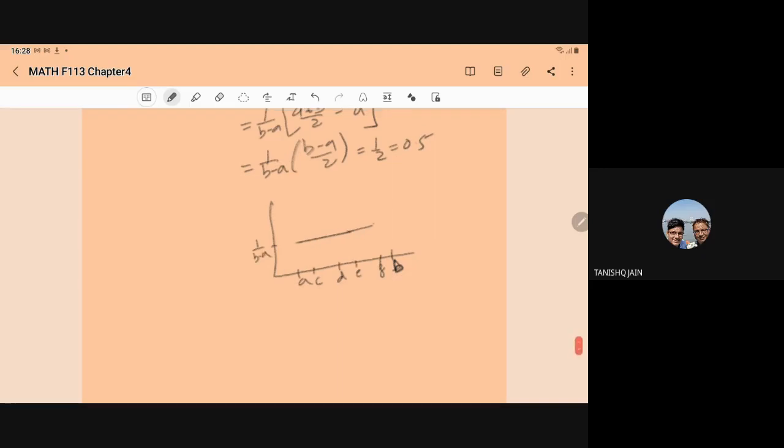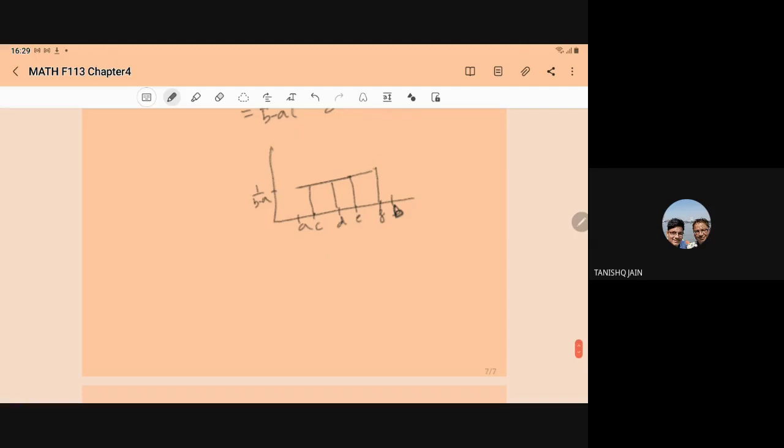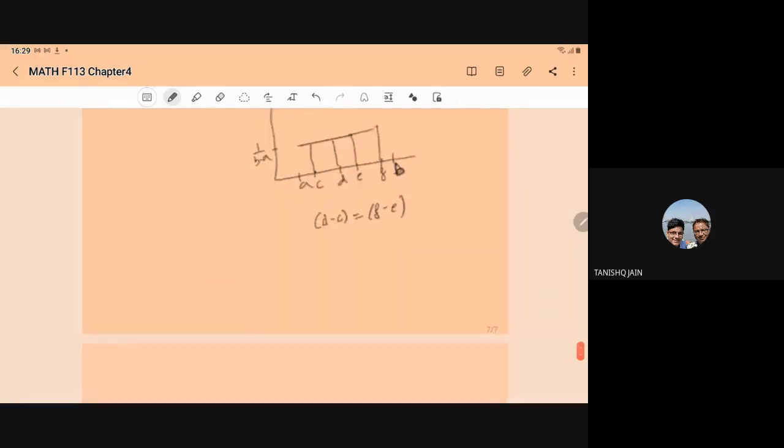Now they are saying that the length of D minus C is equal to F minus E. So now they are saying, what is the relation between X between C and D and X between E and F?